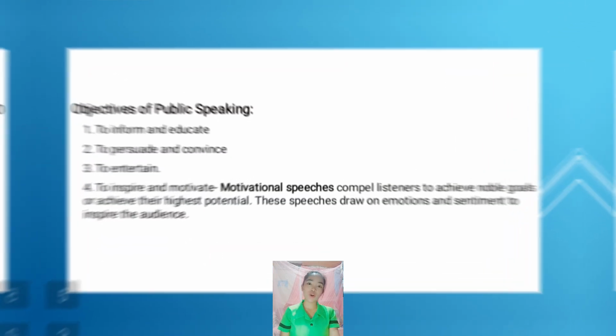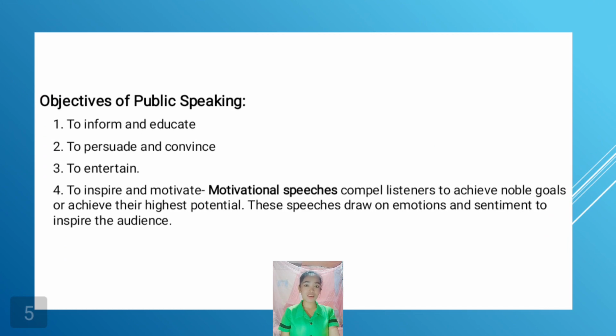Next are the objectives of public speaking. What are they? Number one is to inform and educate. If you want people to learn about a new concept, develop a new skill, or learn something new about a subject they already know, then the purpose of your speech is to inform the audience. Informative speeches are used to provide information about a topic to the audience. Lectures, briefings, and demonstrations, webinars, and all types of informative talks fall under this category.